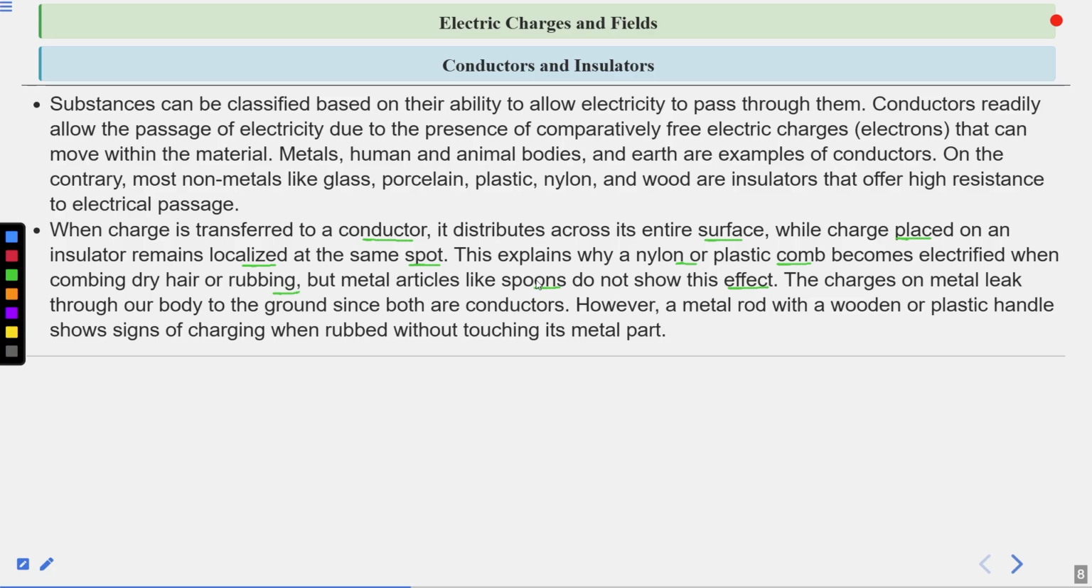It means if we transfer charges to a conductor, the charges are distributed across the entire surface. And if we transfer charge to an insulator, it is localized, not distributed. It stays at the same spot, because an insulator cannot conduct electricity. The charges on metal leak through our body to the ground, since both are conductors. However, a metal rod with a wooden or plastic handle shows signs of charging when rubbed without touching its metal. I hope this is clear. This is the basic difference between conductors and insulators and their examples.